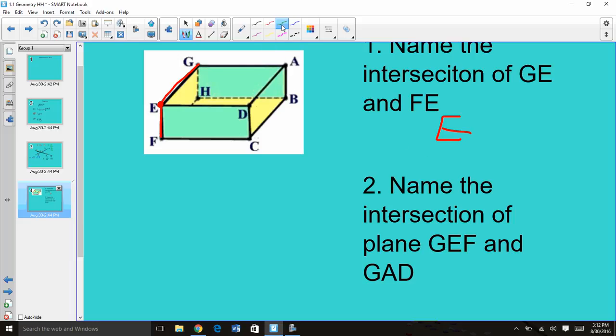Lastly, name the intersection of plane GEF and GAD. So let's highlight. We have GEF, so it's going to be over here, kind of back behind. And then we have GAD. Oh, so it's going to be up top as well. Oh, sorry, this is going to be interesting looking. So what I like to do is find where they kind of meet up. If it's this back side over here, and this top part right here, well, we actually have this line right here that kind of connects those 2. And that line is GE.